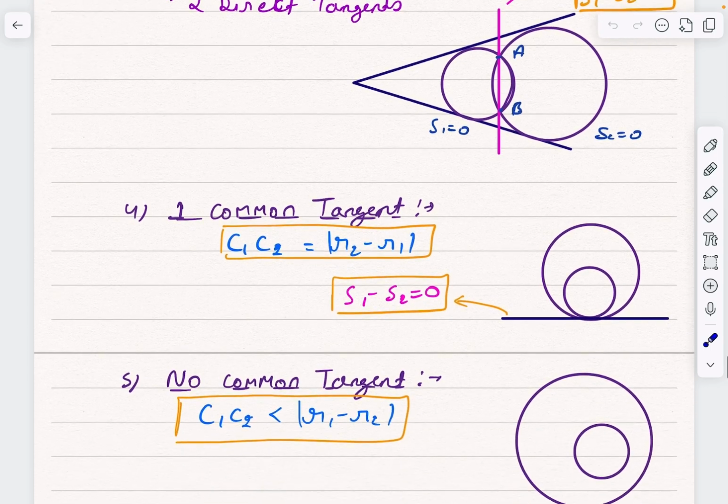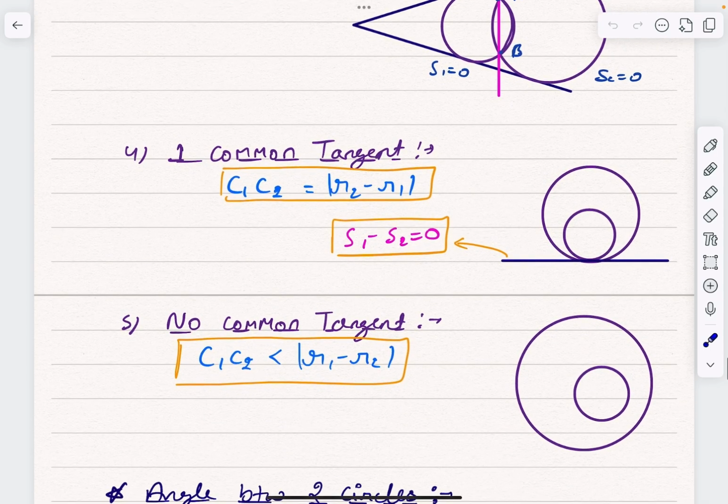Next, how will they have only one common tangent? When one circle is inscribed in the other, or you can say one circle is touching the other internally, like in this case. The relation will be the distance between centers will be equal to the difference of radii.